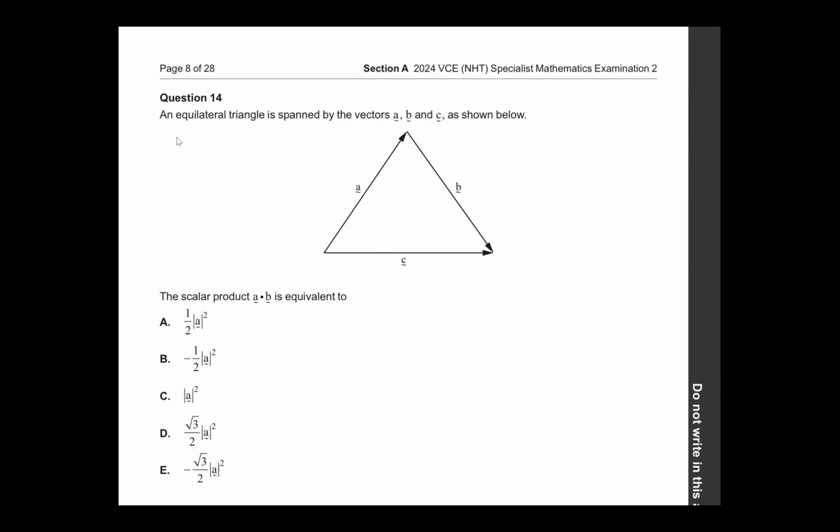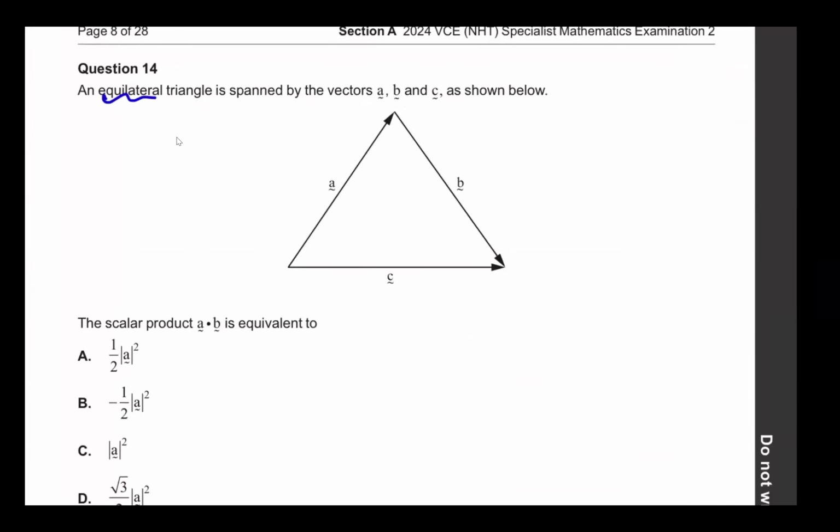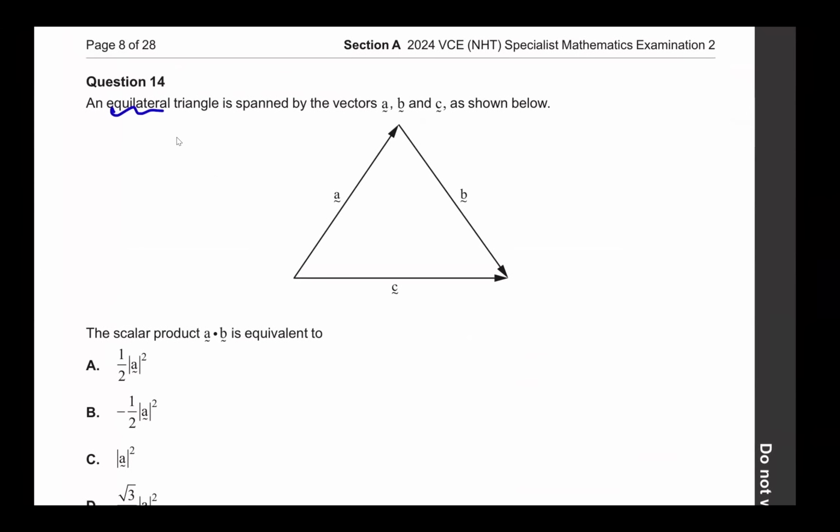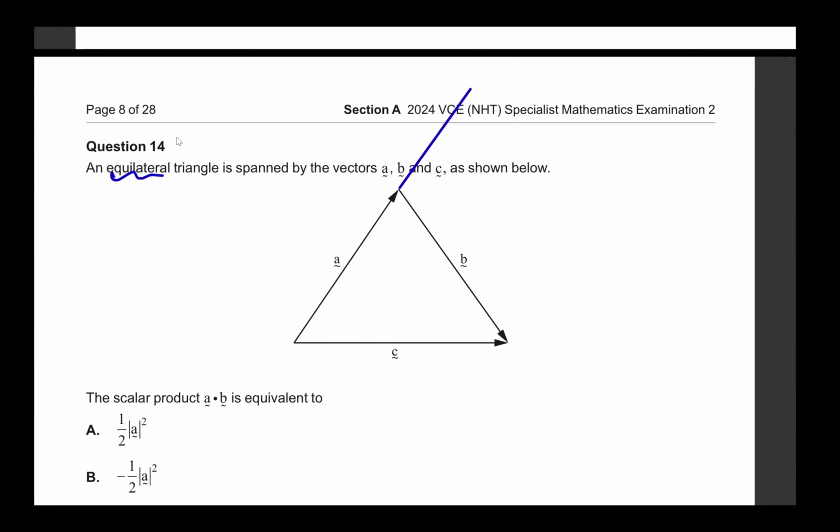Question 14. You have an equilateral triangle spanned by the three vectors A, B, C. We would like to find the value of the scalar product A dot B. So before you find the scalar product, any scalar product you are doing, you need to get the two vectors tail to tail. In this case, I actually will shift the vector A along this direction.